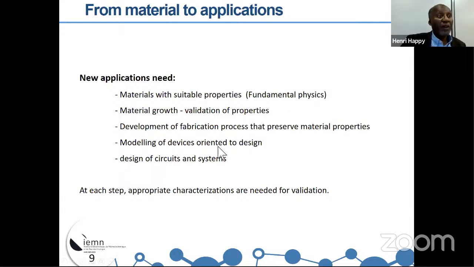And you need to develop a fabrication process that preserves the material properties. And also you need to have a modeling of devices oriented to design. That means you need to have some compact model, some more, I will say, simple model that could be used for circuit design. And for sure, at each step of this development, you need to have good characterization techniques to validate your result.